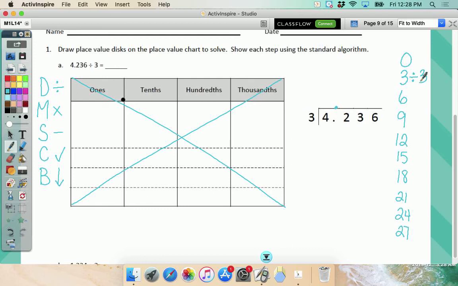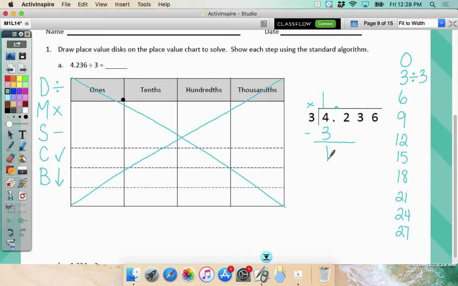Kids are forgetting to write their digits at the top. So what is 3 divided by 3? 1. Write your 1 down. Now, do you remember yesterday when I said let's put a little multiplication sign there to help us? Remember? So what 2 digits will I multiply? 3 times 1. You with me? What do I do after I multiply? Subtract.